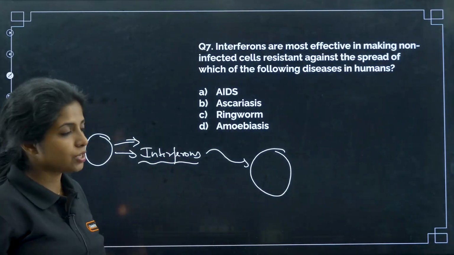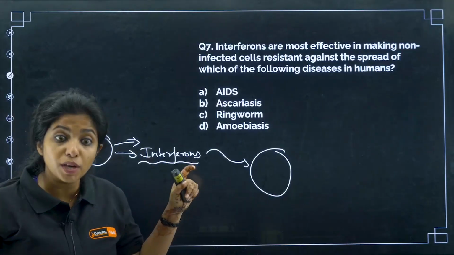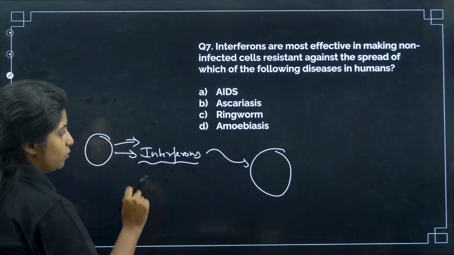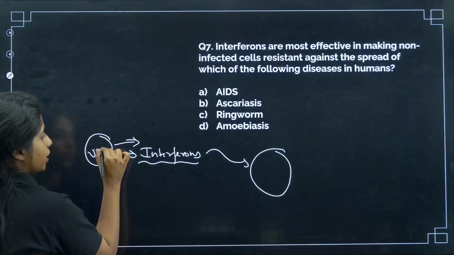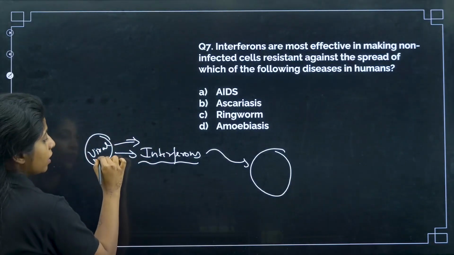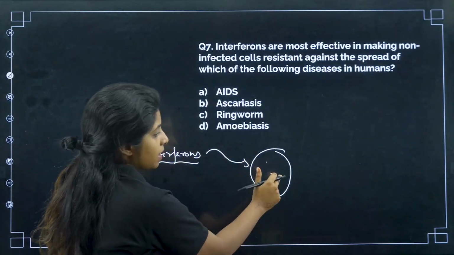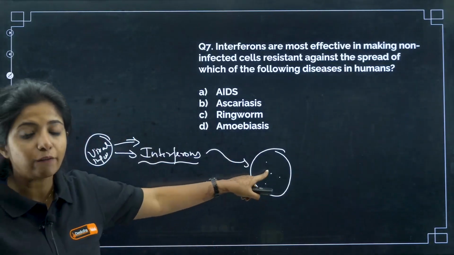Okay, so now the question is, which is that disease in which interferons play a major role? Now I'll tell you one big clue. Interferons are released when the cells are affected by virus. So viral infected cells are going to release interferons, and these interferons are going to act on them and say that, hey, there is an attack by the viruses, and you have to stay safe.